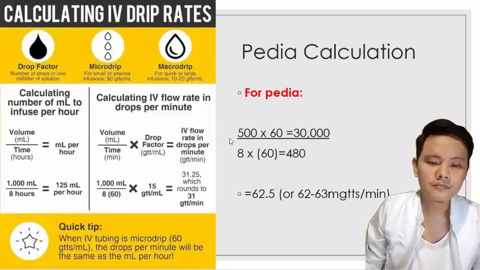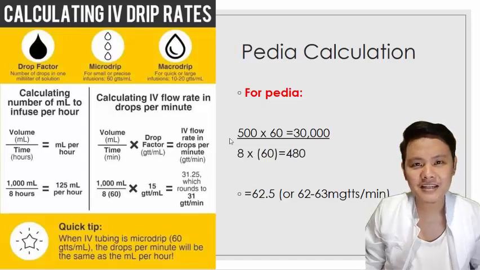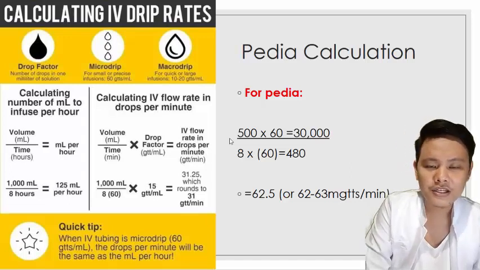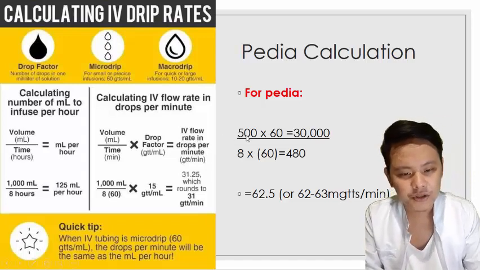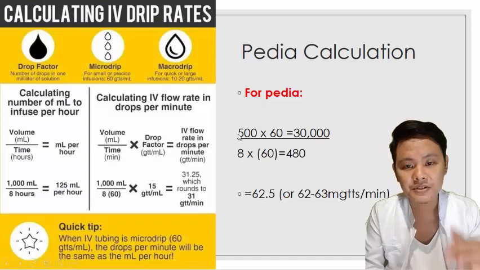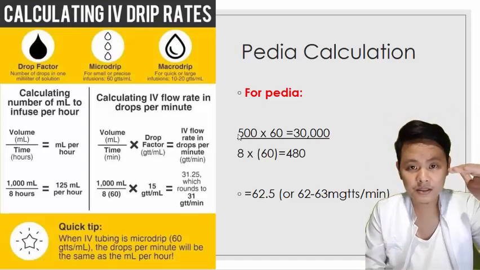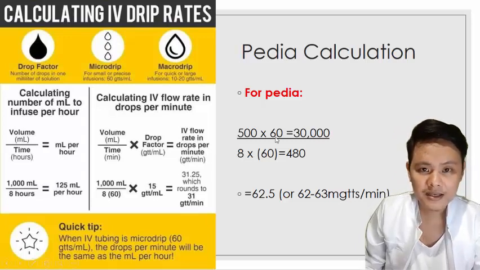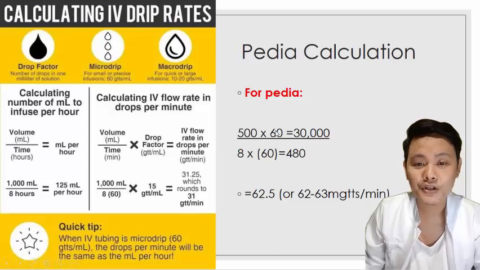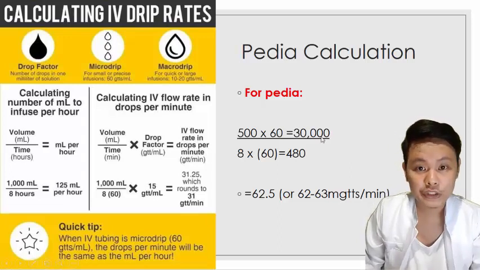Next. For the Pedia calculation, pwede pong mabago yan. Ibang-iba po ang calculation ng Pedia sa may adult. So here, as an example, 500cc, katulad ng sabi ko sa inyo kanina, for the Pedia, they use 500 instead of the 1,000 ml. So 500 multiplied by 60. Saan nakuha sa 60? Constant po yan because that is the drop factor. So that is equivalent to 30,000.